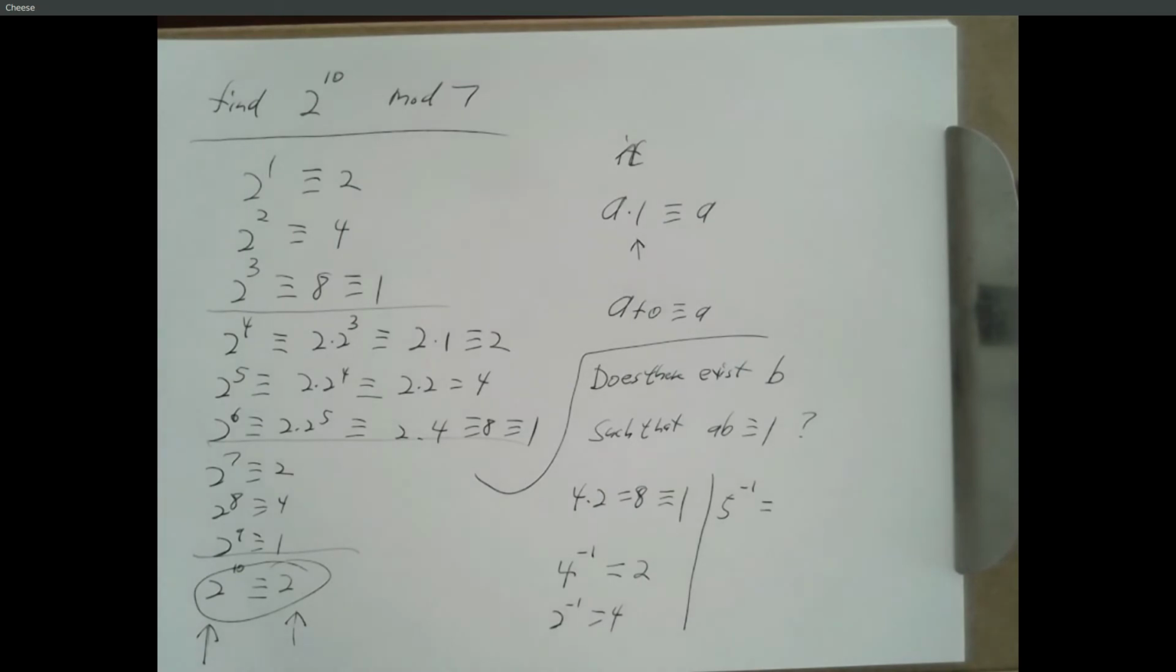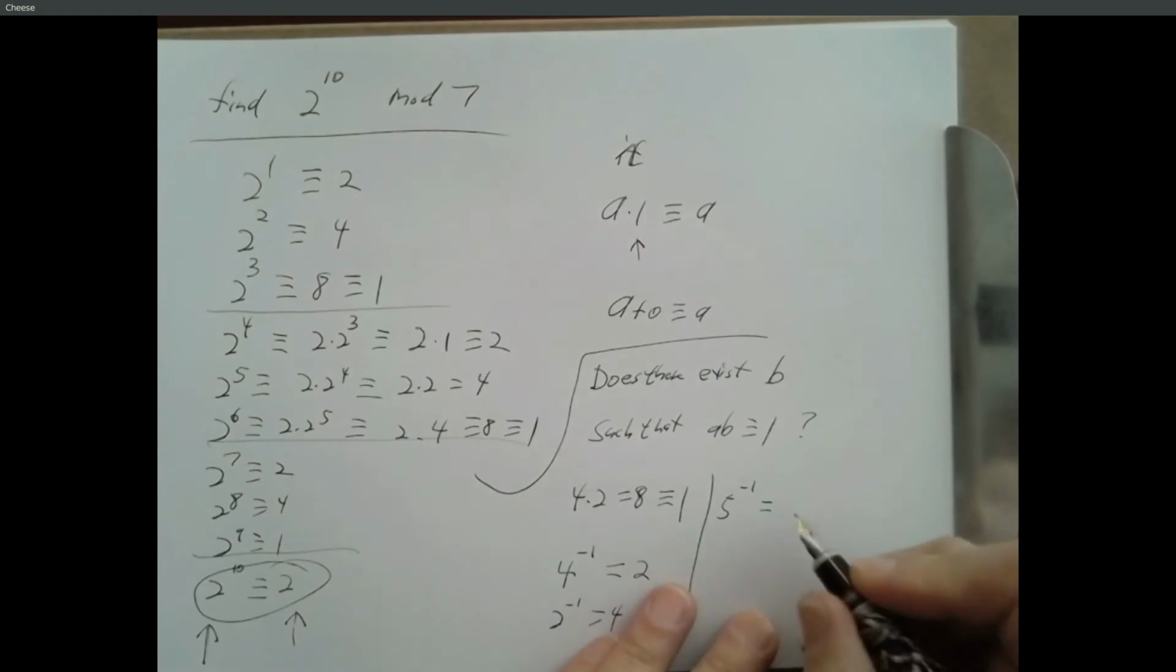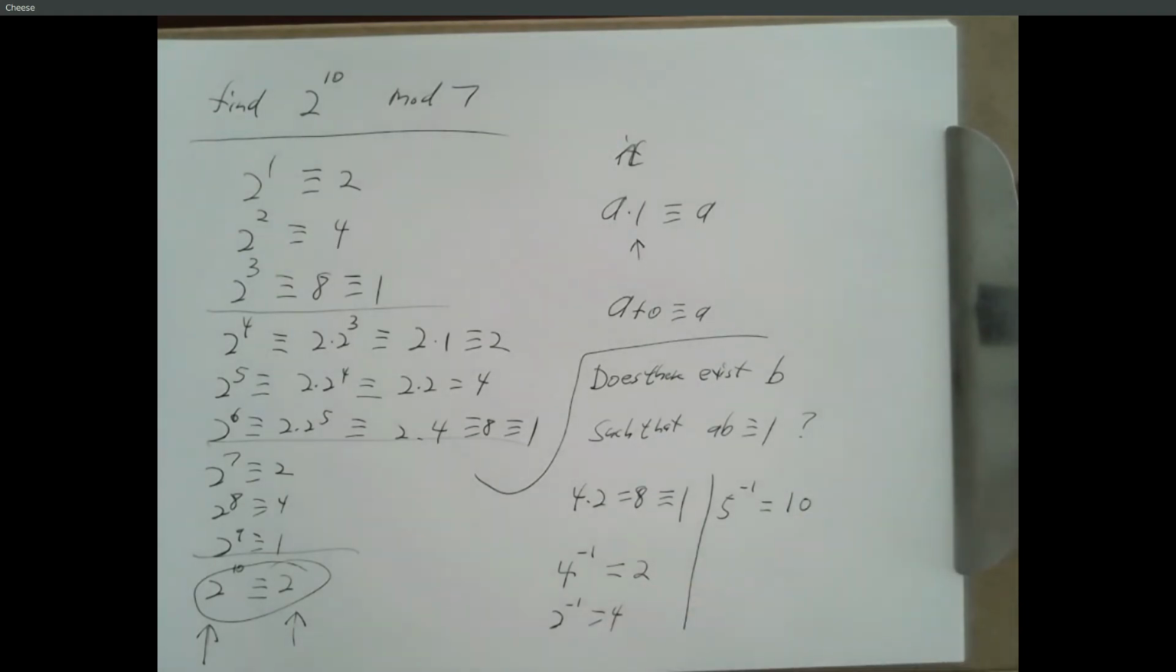Something you multiply 5 by that's 1 more than a multiple of 7. Yeah, so like 50, right? 7 times 7. And then there's 50, which is 10 times 5. Okay. So 5 inverse could be 10. How about something between 0 and 6?